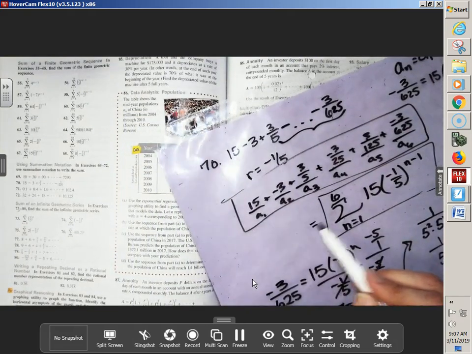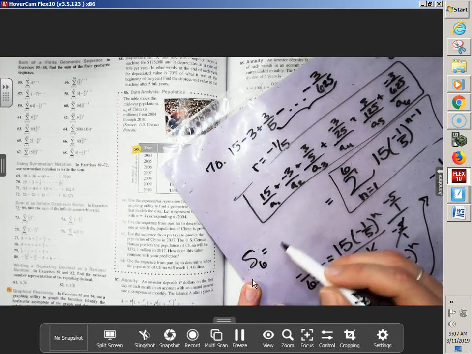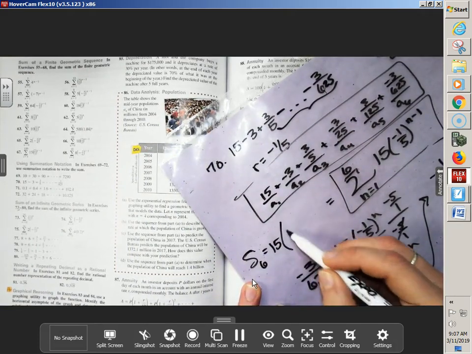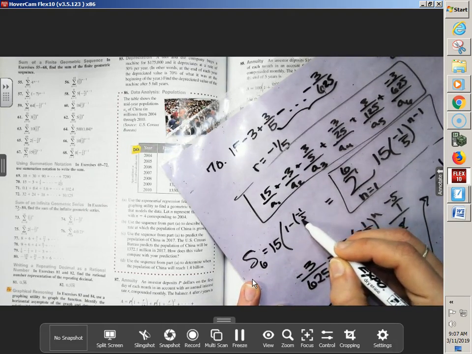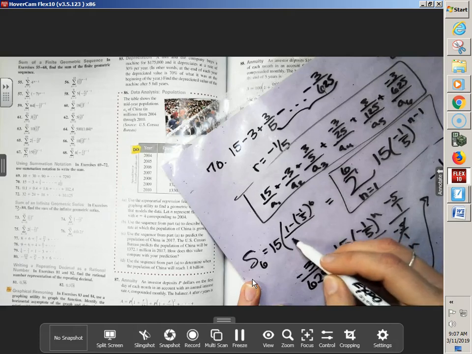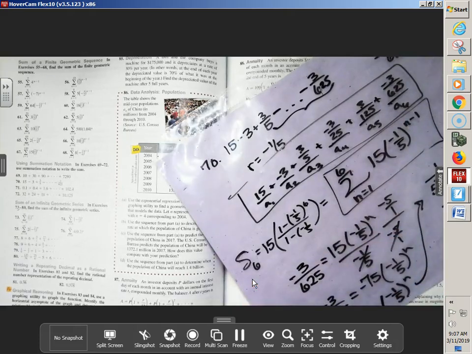And if you wanted, we could have done this the other way: S sub 6 is equal to the first term times 1 minus the common ratio raised to the 6th power, all over 1 minus the common ratio. Either way you could have solved.